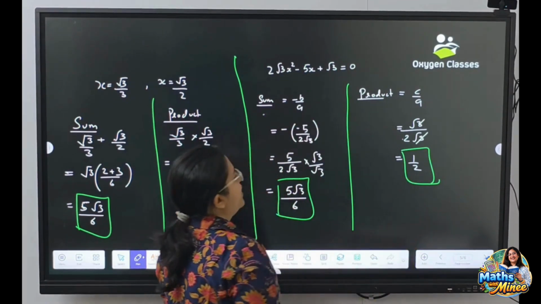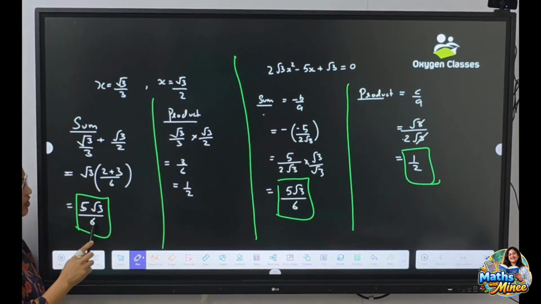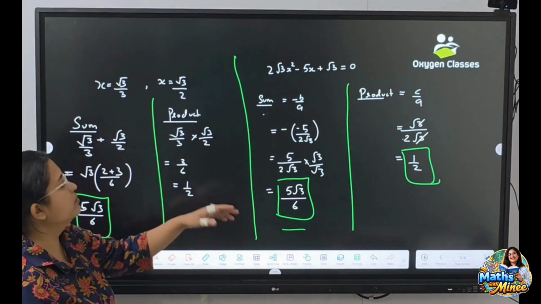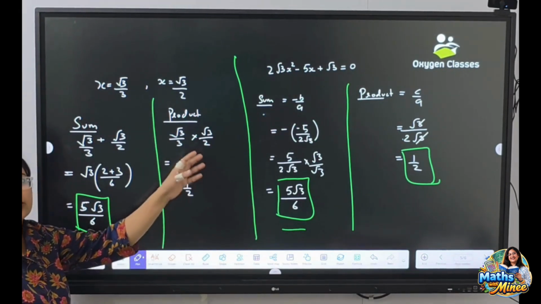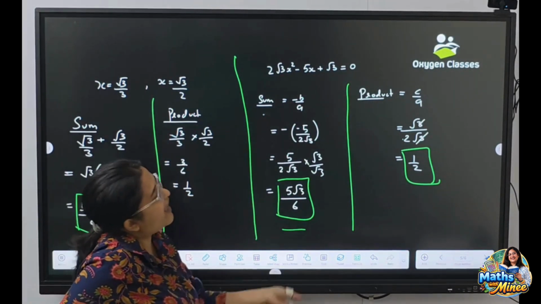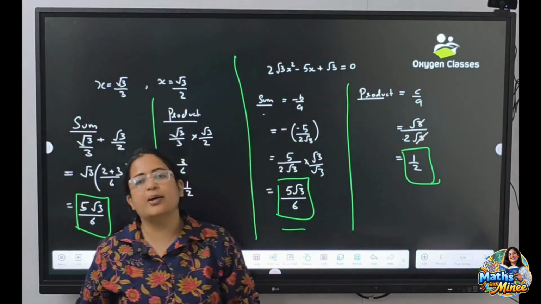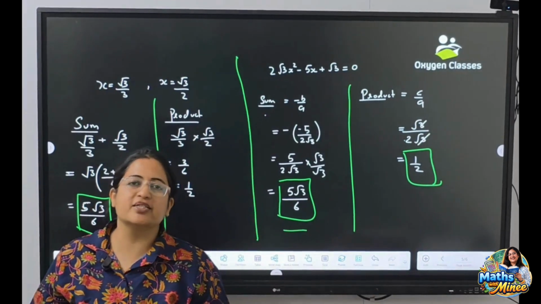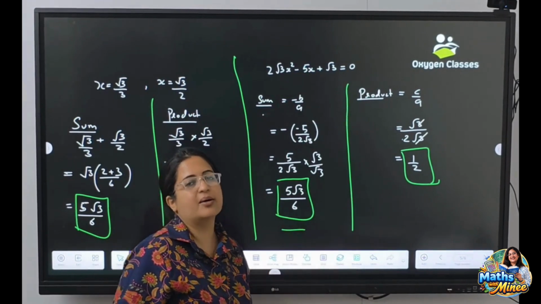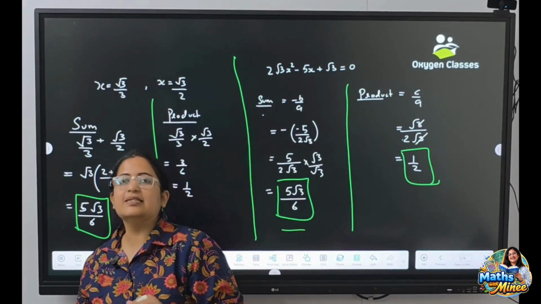So if you compare the sum, what we have done by finding out the zeros is 5 root 3 by 6, which is similar to what we have found by using the coefficient. Similarly, the product is 1 by 2 and it has been verified by using the coefficient. So in the exam time, if you just want to calculate, you can just use the formula and you can find out the sum and the product of the zeros. So I hope this is clear to you.